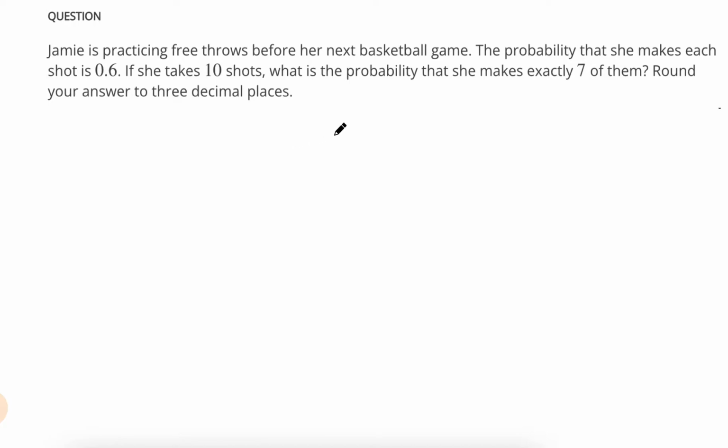This is a binomial distribution problem because there are yes or no outcomes. You either make the shot or you don't, and we're doing several shots, 10 total. So what's the probability that you make exactly 7 out of those 10 shots?